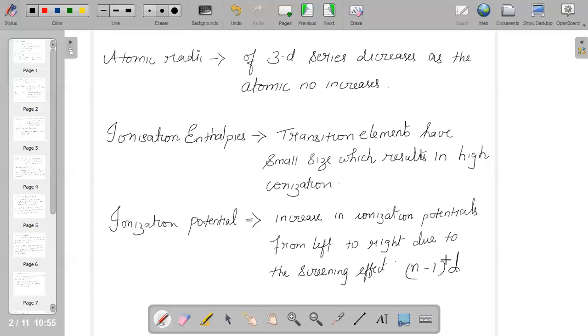So when we talk about ionization energy, of course we should know that ionization energy decreases down the group and increases across the period. Ionization energy will decrease down the group and it will increase across the period.